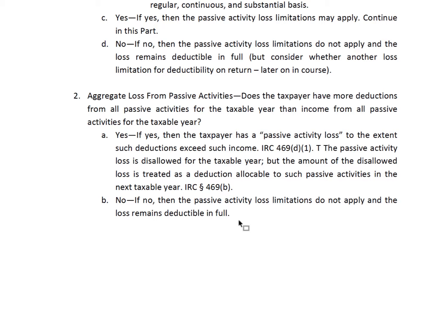That $5,000 you can't take gets postponed until you have passive income in the future. And that's how it works. You go through it. So this really concludes the loss limitation videos.